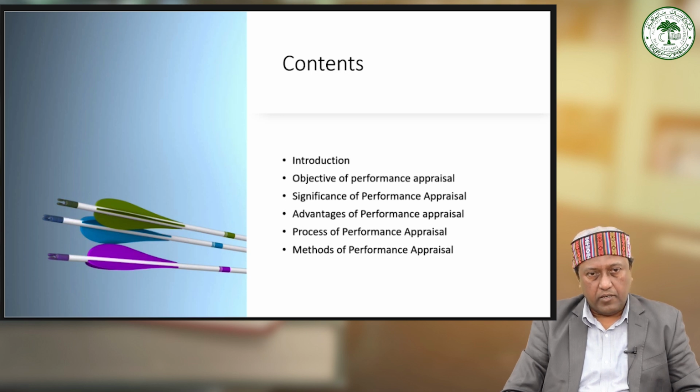So I'll be discussing this area under these heads. I'll talk about the objectives, I'll talk about the significance, advantages, process, and methods of performance appraisal.